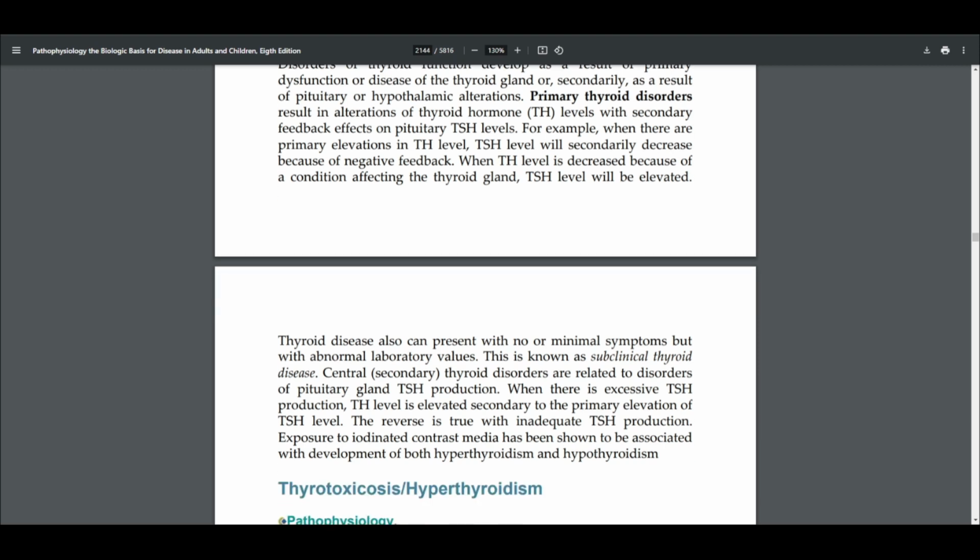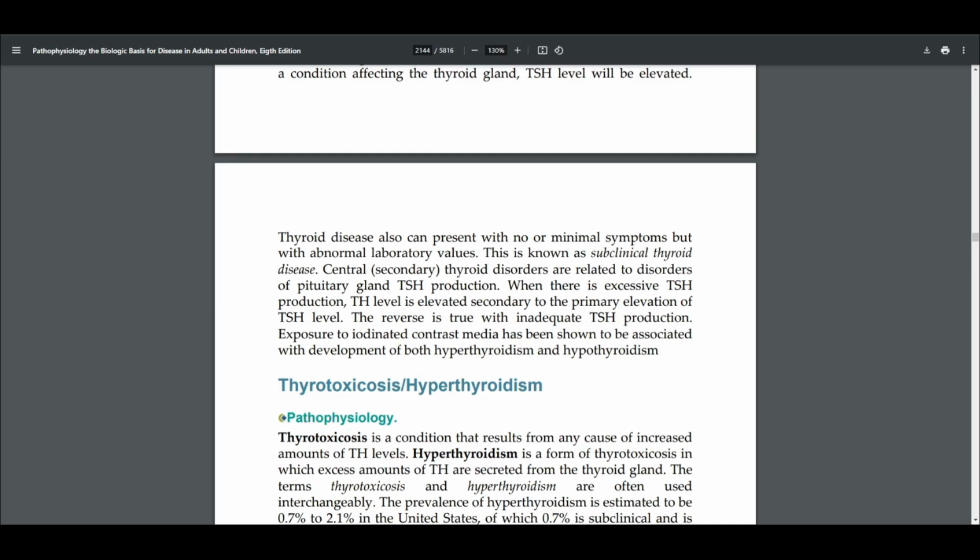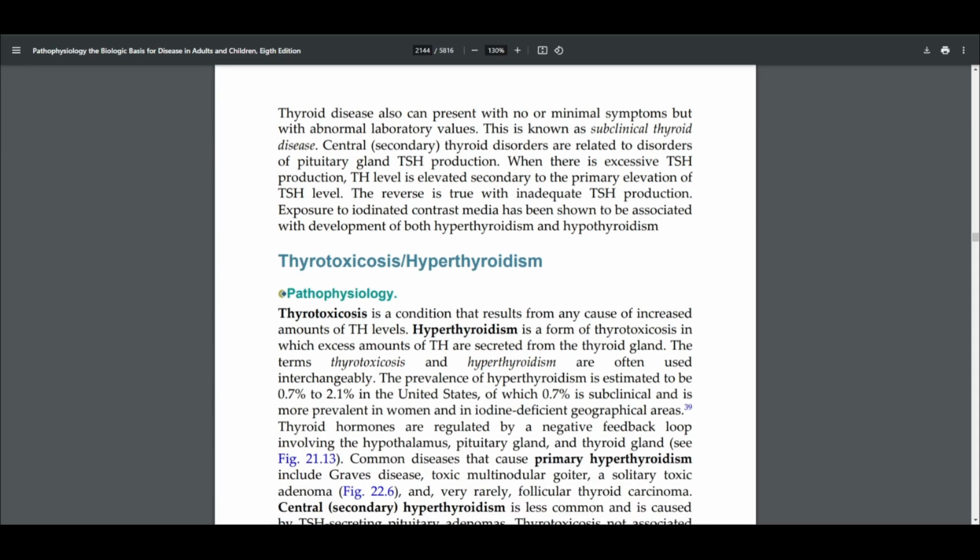When TH level is decreased because of a condition affecting the thyroid gland, TSH levels will be elevated. Thyroid disease also can present with no or minimal symptoms, but with abnormal laboratory values. This is known as subclinical thyroid disease. Central, or secondary, thyroid disorders are related to disorders of pituitary gland TSH production. When there is excessive TSH production, TH level is elevated secondarily to the primary elevation of TSH level. The reverse is true with inadequate TSH production. Exposure to iodinated contrast media has been shown to be associated with development of both hyperthyroidism and hypothyroidism.